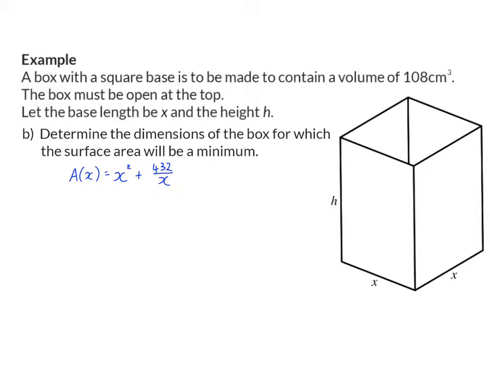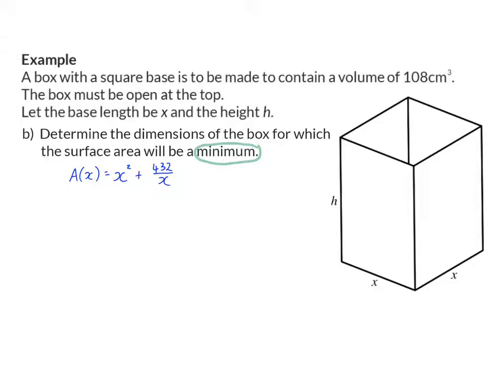Question B. Determine the dimensions of the box for which the surface area will be a minimum. So in this case, we know that the box should have a volume of 108 centimeters cubed, but the surface area should be as small as possible to make the material needed as little as possible. At the beginning of this lesson, I mentioned that to determine a maximum or minimum value, you always have to take the derivative and put it equal to 0.